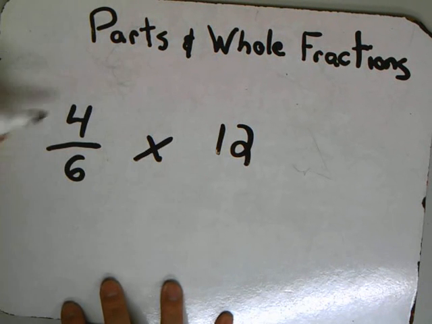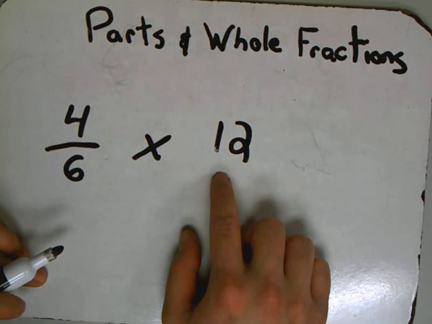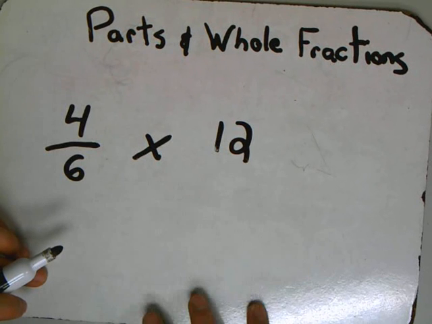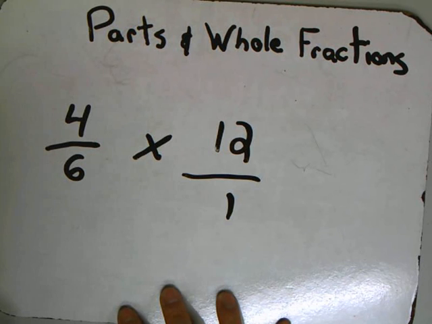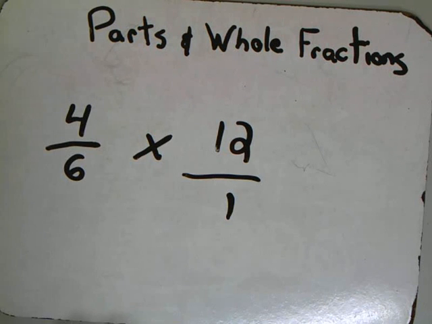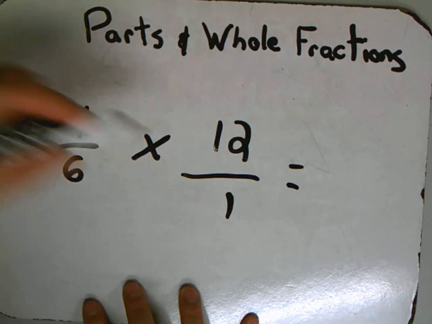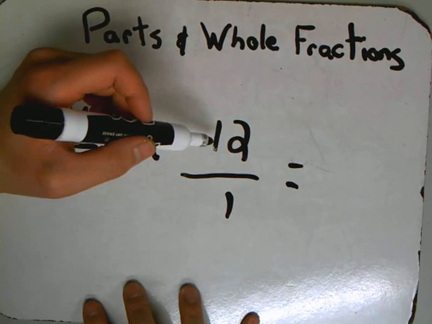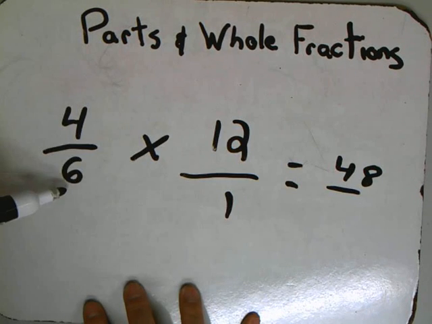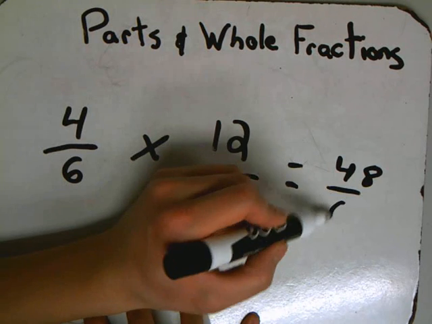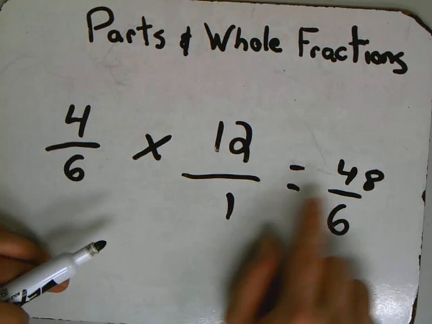But you can't multiply a fraction by a whole number directly, so we can turn 12 into a fraction. 12 written as a fraction is the same thing as 12 over 1. Alright? This still says 4/6 of 12, but it also says 4/6 times 12 over 1. Now, let's take our numerator and multiply it by the other numerator to get our new numerator, and our denominator multiplied by our denominator to get our new denominator. 4/6 of 12, or 4/6 times 12 over 1, is the same as 48 over 6.